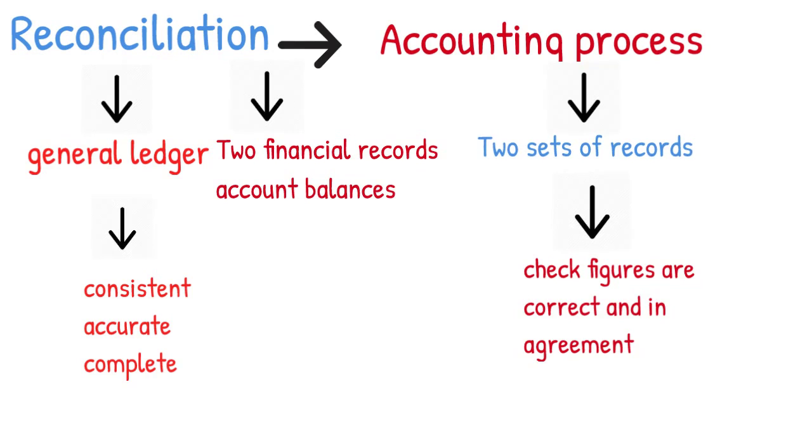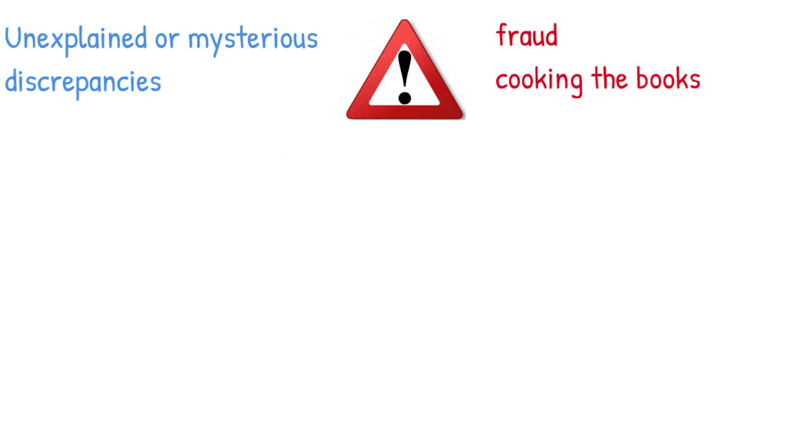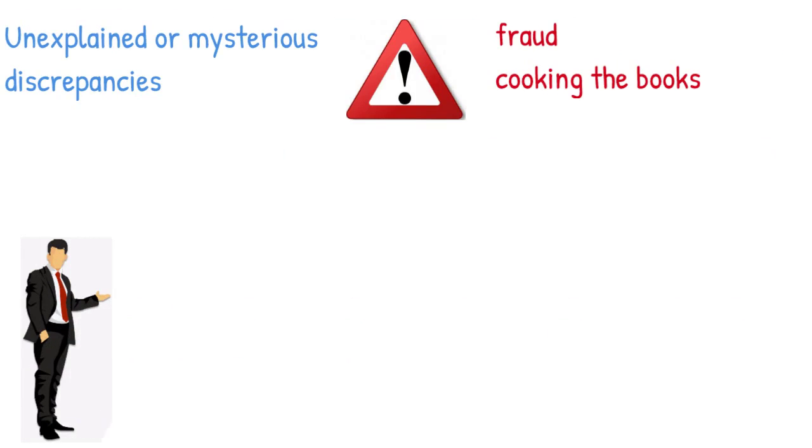Some differences may be acceptable because of the timing of payments and deposits. Unexplained or mysterious discrepancies, however, may warn of fraud or cooking the books. Businesses and individuals may reconcile their records daily, monthly, or annually.